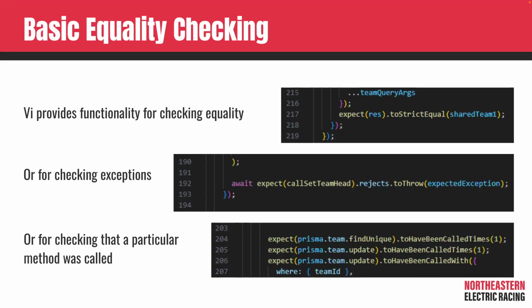There's this cool syntax where you await and expect with whatever function you're trying to call, and then you say .rejects.toThrow, and then whatever the expected exception is. And then you're also able to test that a particular function has been called either a number of times or has been called with certain parameters.